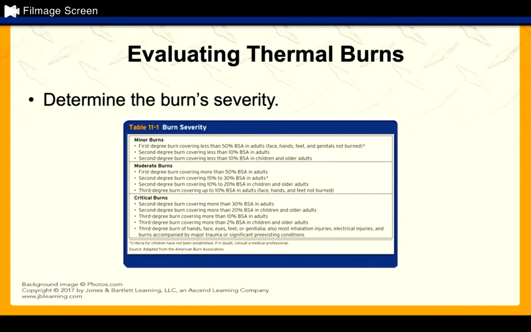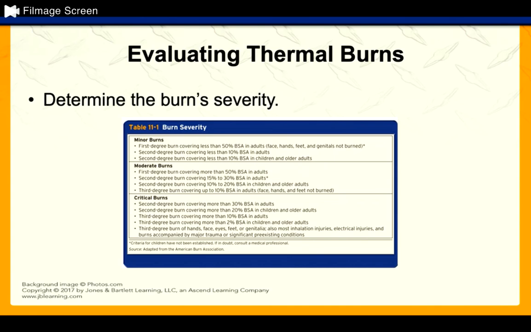Moderate burns also includes third degree burns. And in third degree burns, we're talking about 10%, and this is in adults. So if there's 10% body surface area involvement for a third degree burn, the person is said to have a moderate burn. Now, critical burns, these are the more serious burns.